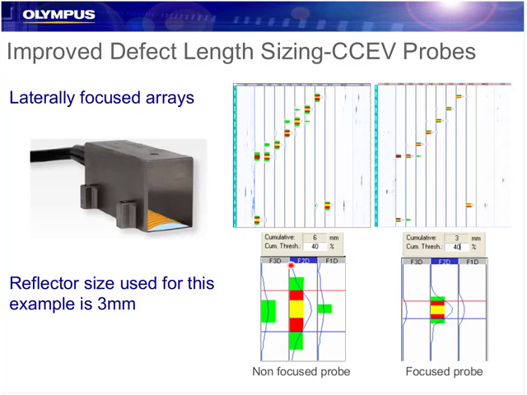So in this case, we have a 3 millimeter reflector in a calibration block. If we were to do a 6 dB type sizing technique using a non-focus probe, in this case we get a 6 millimeter measurement. That's because of the beam width. Using the focus probe, using the same sizing technique, you can see we can precisely size in the length axis due to the smaller beam spot size. So it's just one improvement on the probe technology, and we can apply this to all kinds of phased array.